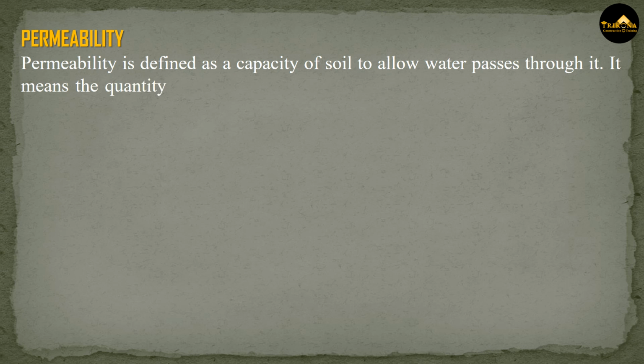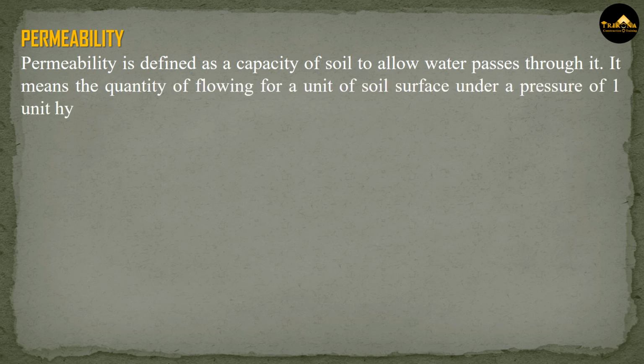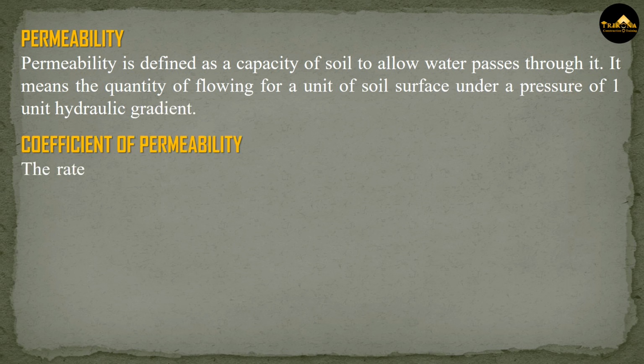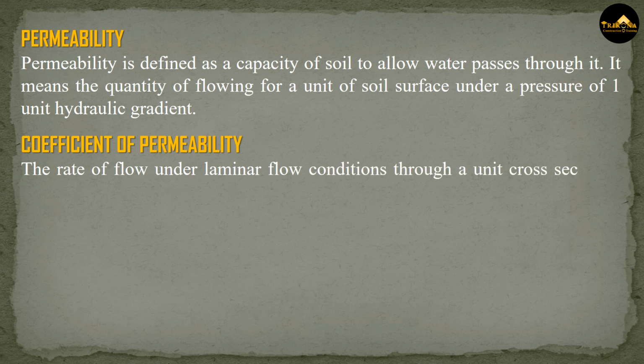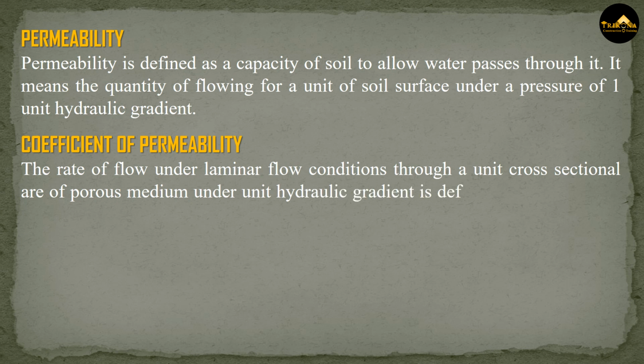It means the quantity of flow for a unit of soil surface under a pressure of 1 unit hydraulic gradient. Coefficient of permeability. The rate of flow under laminar flow conditions through a unit cross-sectional area of porous medium under unit hydraulic gradient is defined as the coefficient of permeability.